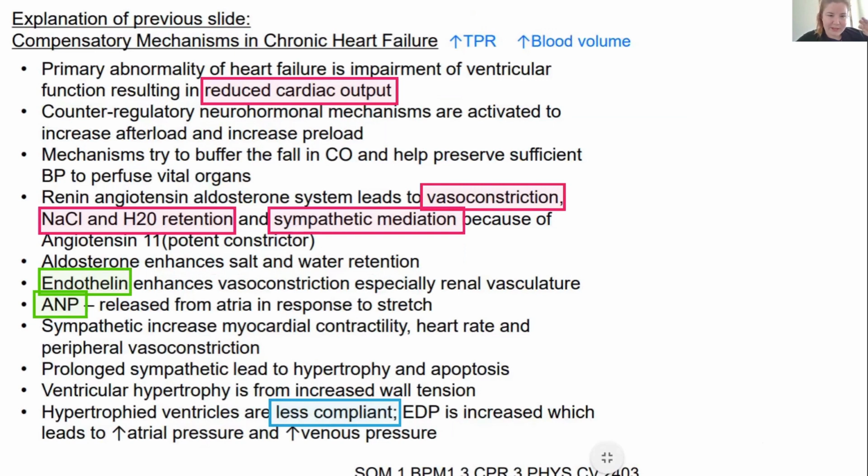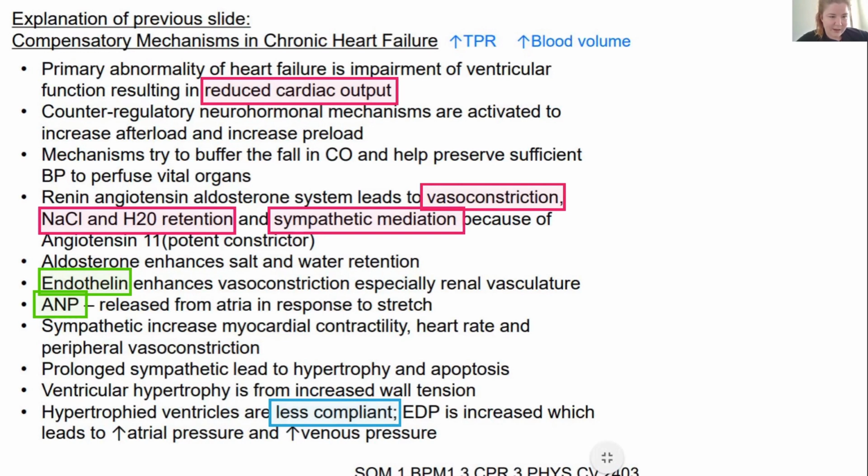So I didn't put the graph on here because I just thought it would get a little tedious, but I did want to point out a couple of things. So the compensatory mechanisms, remember, we want to increase CPR, and we're increasing blood volume. So when you get heart failure, the immediate consequence is you're reducing cardiac output. That's what happens when your heart starts to fail. You don't get enough blood out. So what are we going to do? We're going to vasoconstrict. We're going to hold on to our water, because remember, we're trying to increase what we're getting out, and then the sympathetic mediation because of angiotensin too.